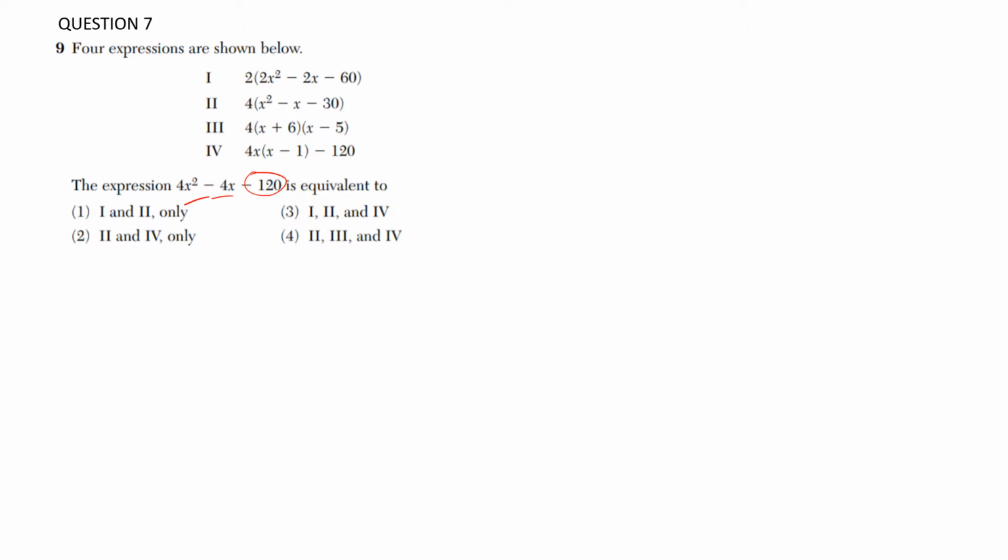So 2 times, if we just kind of distribute these in, 2 times 2x squared is 4x squared. That looks good so far. Minus 4x. That looks good so far. And then minus 120. That looks great. So 1 is going to be in our answer, already eliminating 2 and 4, because they don't have 1 in them. You can eliminate those. Let's do the next one.